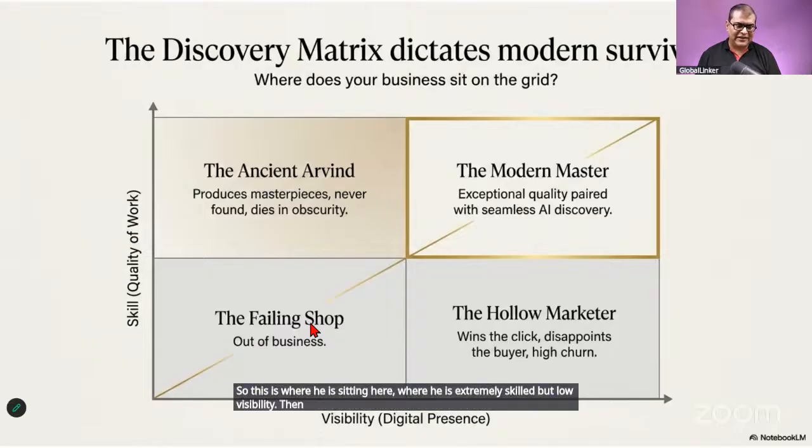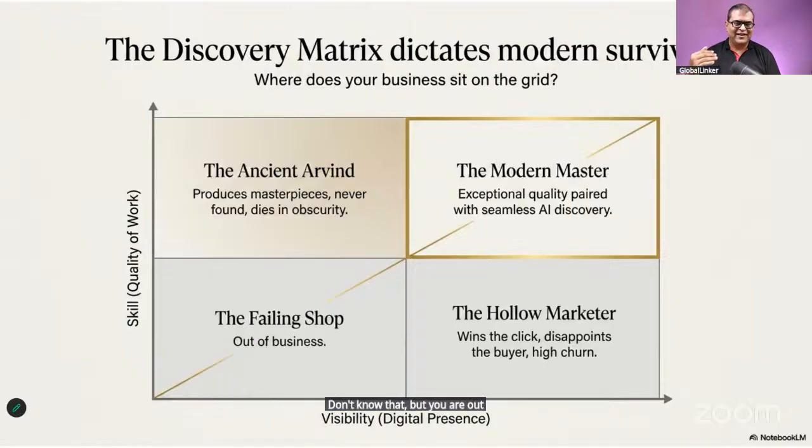Then we have the failing shop. So this is where you are not skilled and you don't have visibility. So that's where you are out of business. You don't know that, but you are out of business. Then we have the hollow marketer. Hollow marketers are the businesses who don't have skill, right?